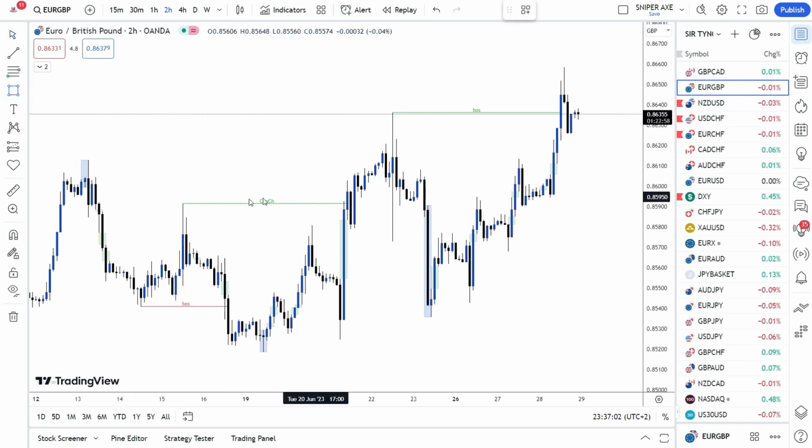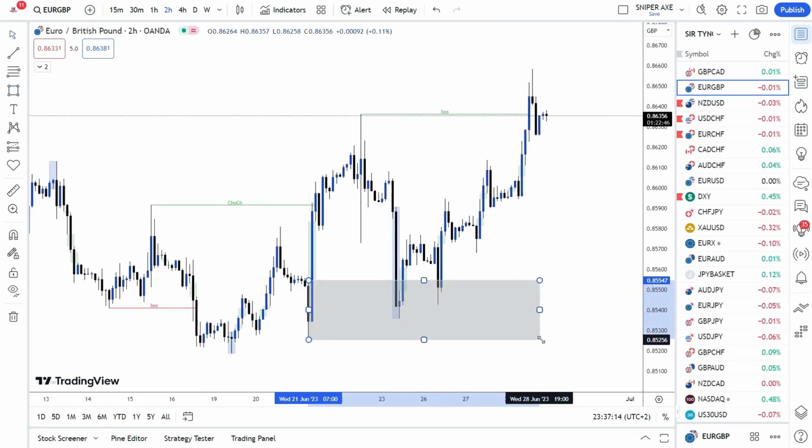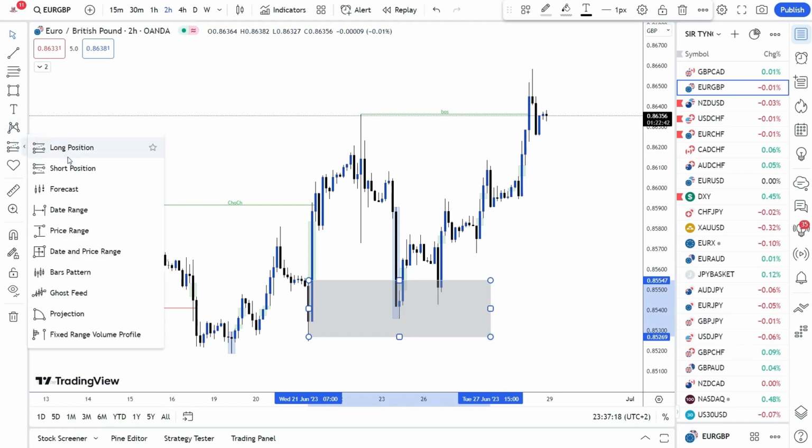The day before yesterday, I got a CHoCH here. After getting a CHoCH, I saw that I had some imbalance there, and I came here and marked my order block right there. That's the order block that I marked. And look at what price actually did. So the setup was more like this.